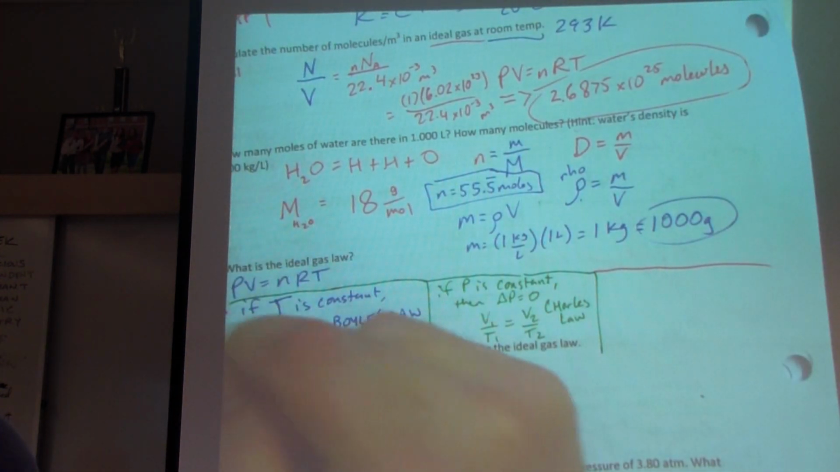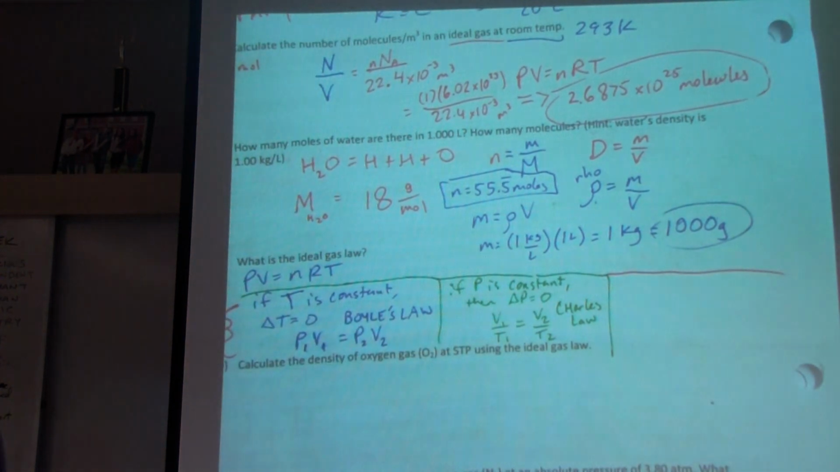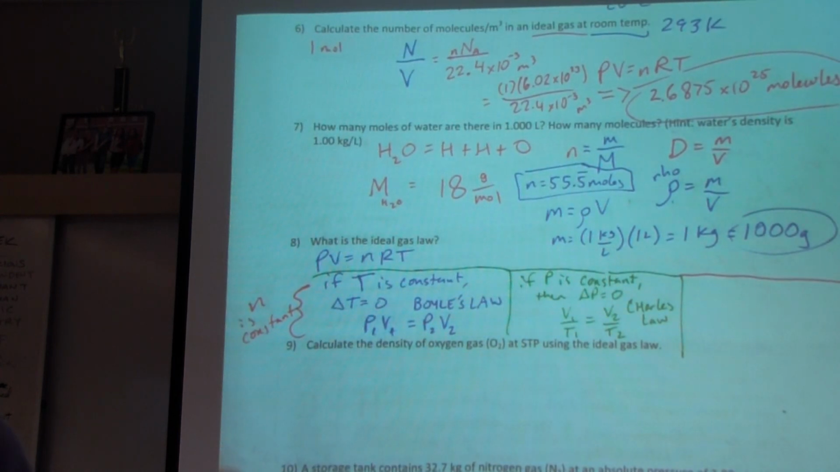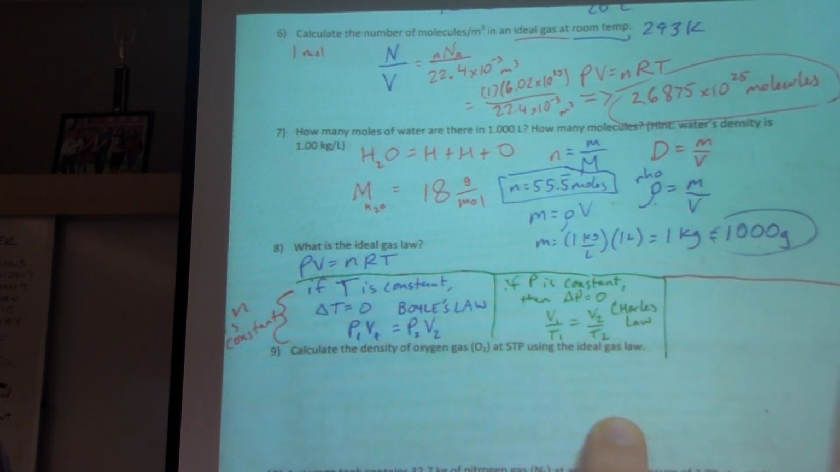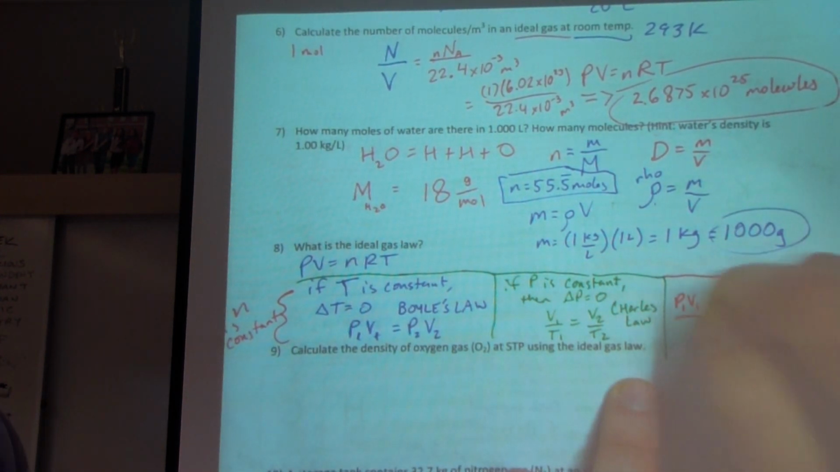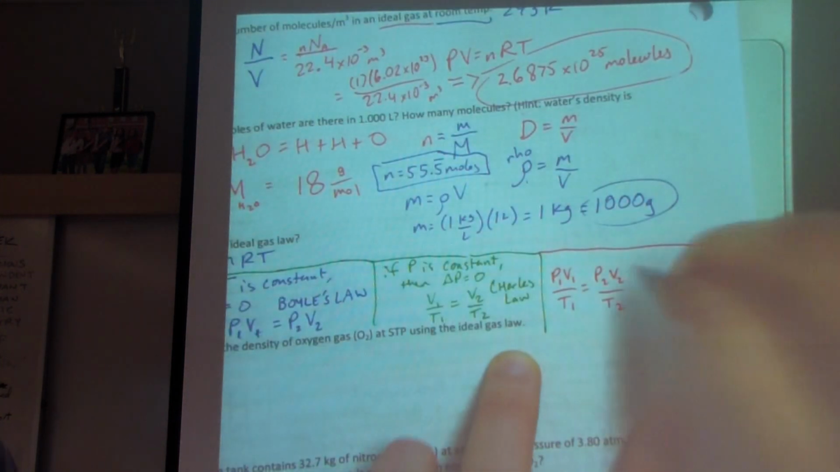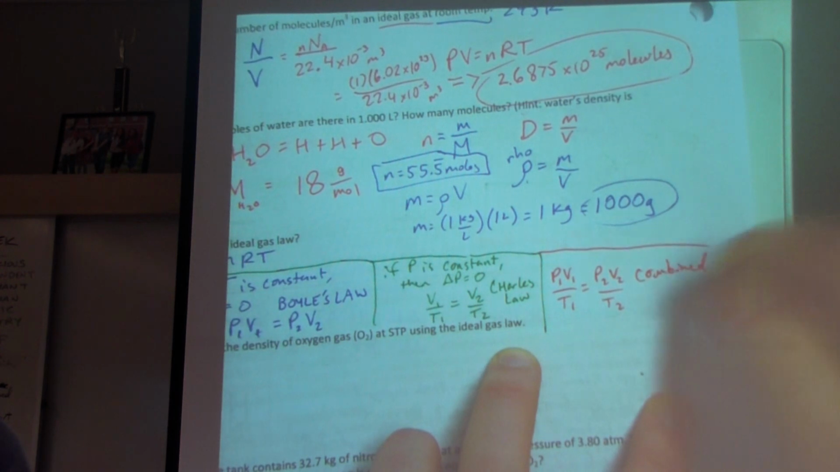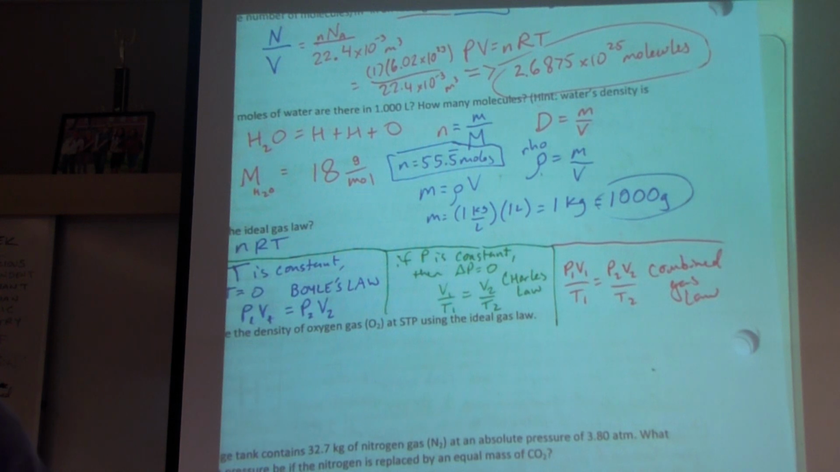All of these, by the way, assume N is constant. All bets are off if you start adding more gas, right? N is the number of moles, so how do you control that? By pumping in more molecules or by taking out molecules. Then there's one more, and this one is P1 V1 over T1 equals P2 V2 over T2. That's called the combined gas law. These three things have an influence over each other.